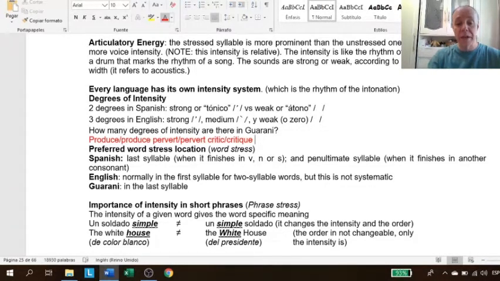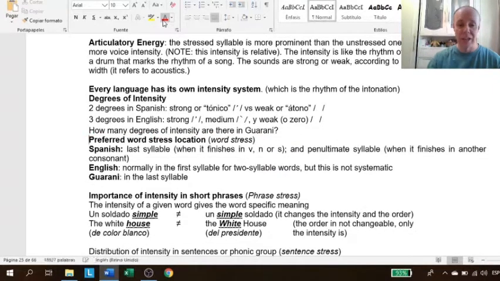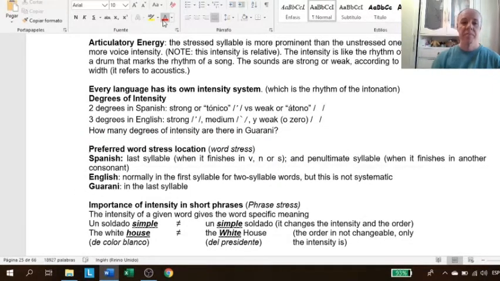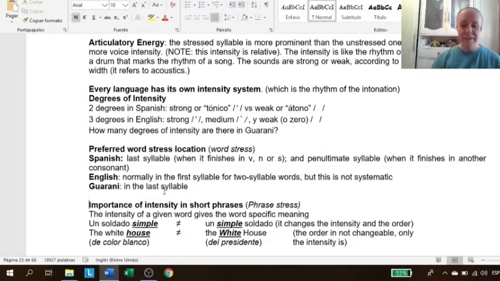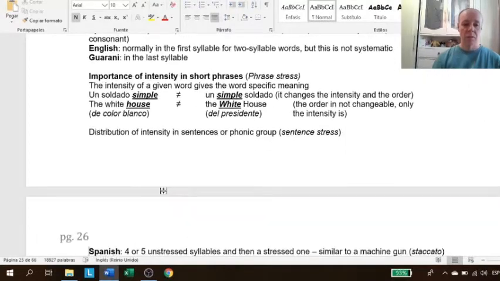Let's go into Spanish. Papa. What do we have next? Papa. Yes, stress is also a phonemic feature in the Spanish language. Okay? This is super interesting. You need to read the manual. This preferred word stress location is super interesting. Read it later. Okay?